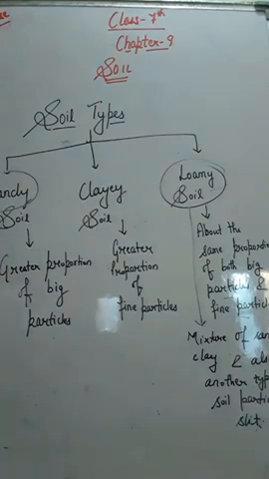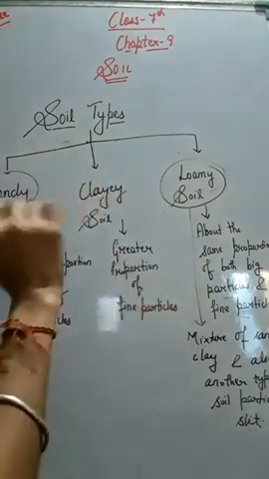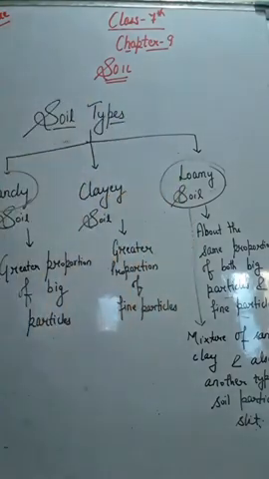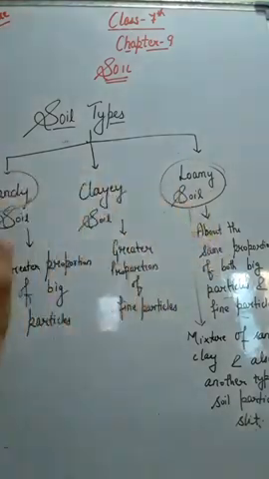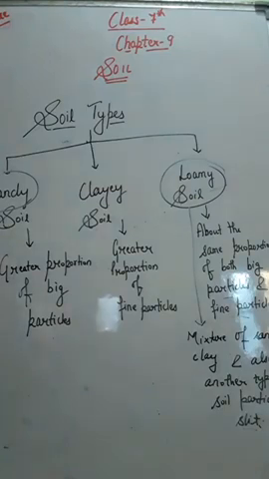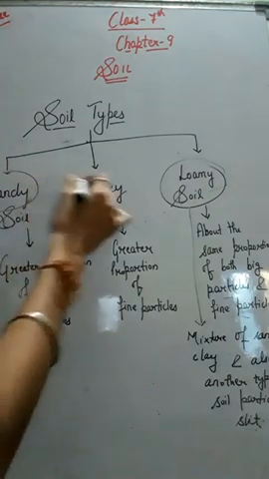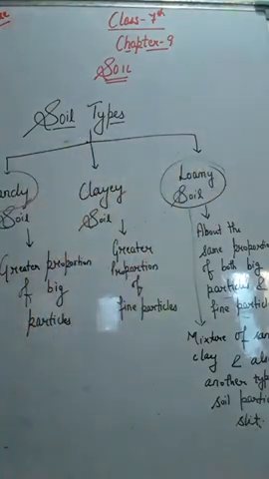An important thing about loamy soil is that it has very good water holding capacity, which is good for the growth of plants, and it also has humus in it, which is also very important for the growing of the plants. There is one activity in your books to find out which type of soil is best for making toys. So let's understand that activity.